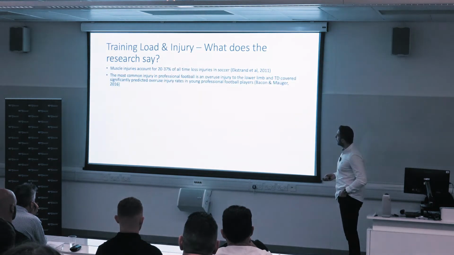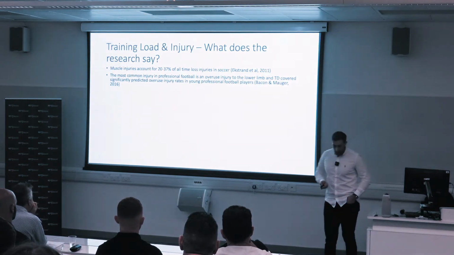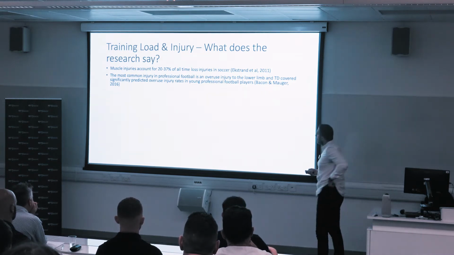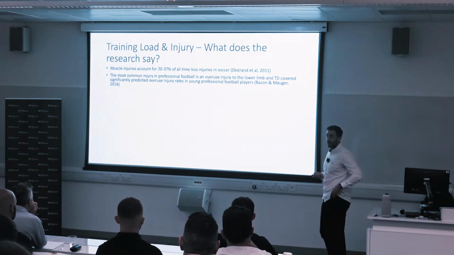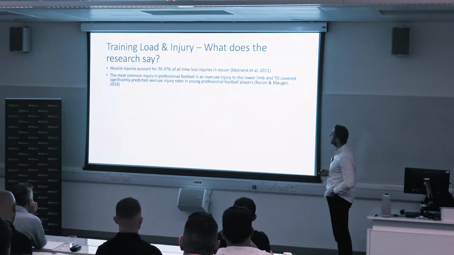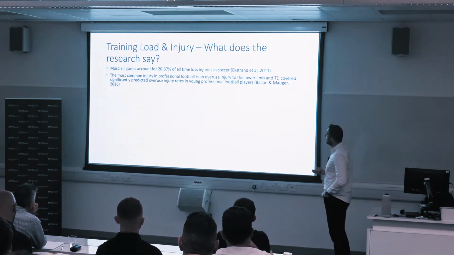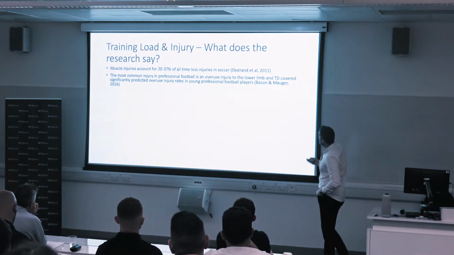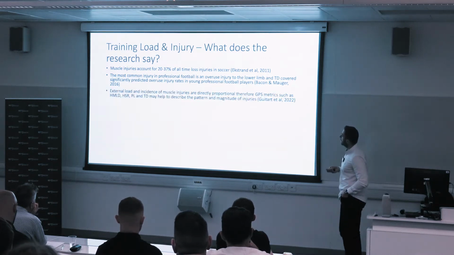Okay, so just a little look at the research there. So again, just a little bit of lit review before I put this slide together, and looked at what some of the latest research is looking at in regards to training load per se and certain metrics and how that can relate to injury. So we know that muscle injuries account for anywhere between 20 to 37% of time loss injuries in football. Most common injuries, overuse lower limb, particularly hamstrings, quads and groins. And that was a study in young football players.